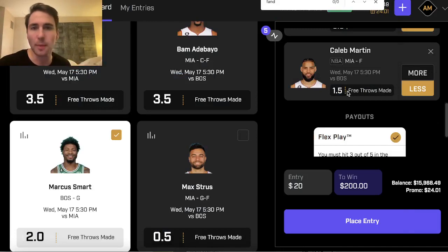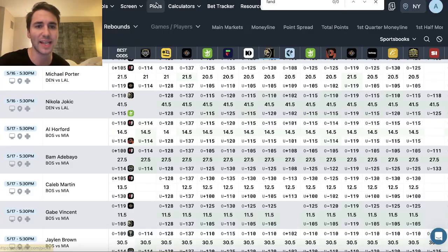I got 5 player props you're not going to want to miss on PrizePicks. 5 pick flex play. So let's just go ahead and get into my picks.